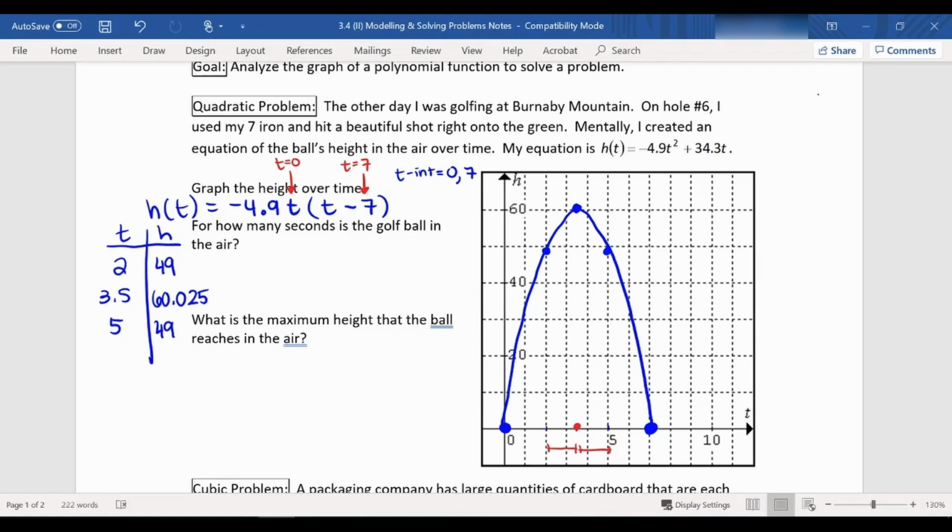So the first question is asking for how many seconds is the golf ball in the air? Well, at time 0, you launch the golf ball into the air. It goes up, hits a vertical height of about 60, and then comes back down and hits the ground again at time 7. So it's in the air for 7 seconds.